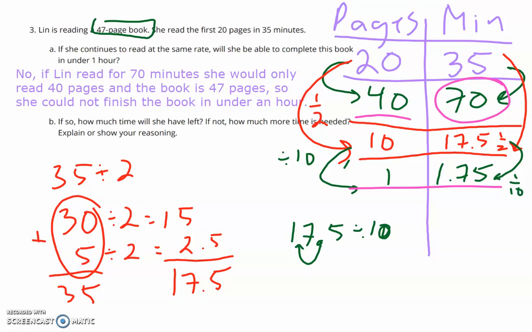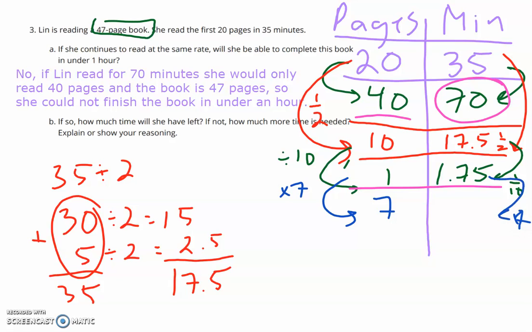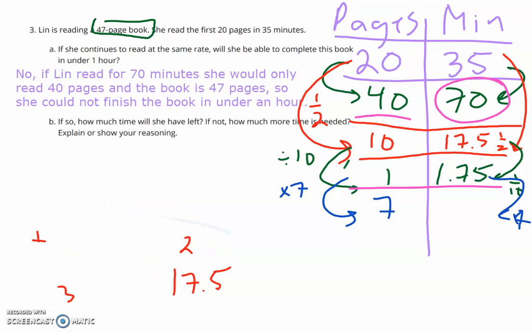All right, so we know that 1 page is 1.75 minutes. So we need to know 7 pages because we know 40 and we need 7 more to get to 47. We have to multiply this by 7, which at this point I would not fault you if you grabbed a calculator. We have not talked much about multiplying decimals.